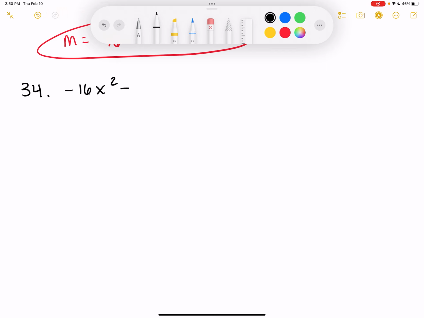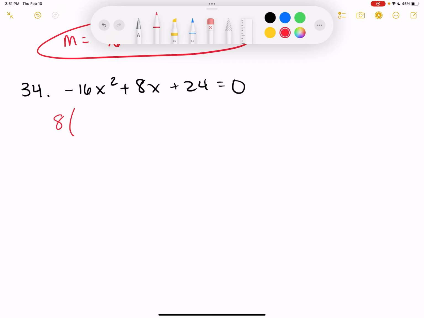Negative 16k. I'm going to make these x's just because why not? x squared plus 8x plus 24 equals 0. My question is, I can make this easier. What is a number that can go into all three of those? 8. Okay, so I can actually take an 8 out of everything.